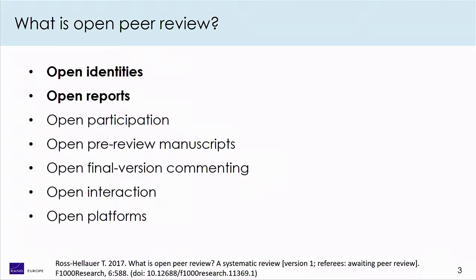So there was a systematic review done earlier this year, which looked at about 120 definitions for open peer review, and 95% of them have one of the top two things on the slide in them. So open identities, which is reviewers revealing their name to authors and vice versa, and open reporting, so reviews being published alongside articles at some point during the process. And we look at these two elements.